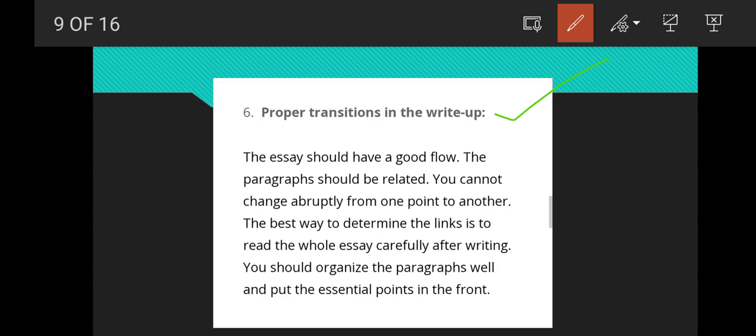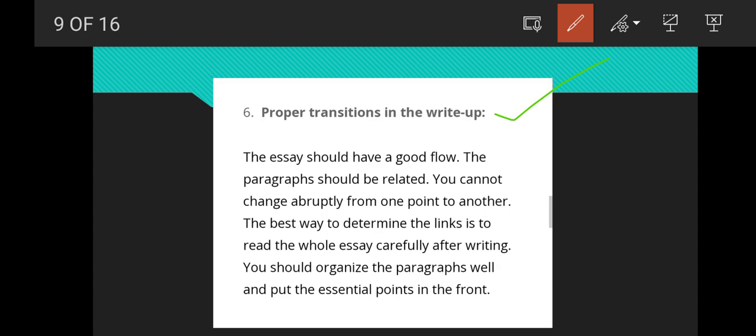Transitions refers to the flow. The essay should have a good flow. As I told you, it should have a good flow, and the paragraphs should be related to each other. The first paragraph should be related to the other, and you cannot change abruptly from one point to another.